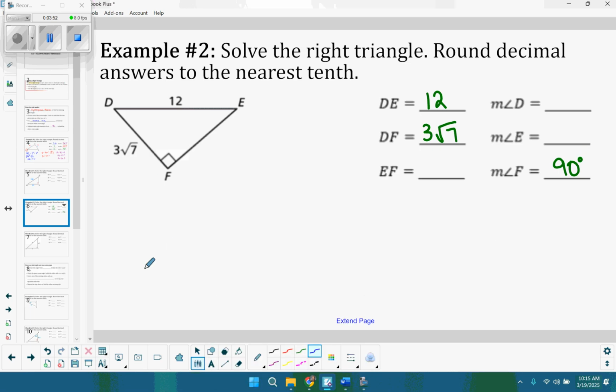We said we're going to do the Pythagorean theorem to find the missing side, and the missing side is not the hypotenuse, right? 12 is the hypotenuse. So we're going to have 12 squared equals EF squared plus 3 radical 7 squared.